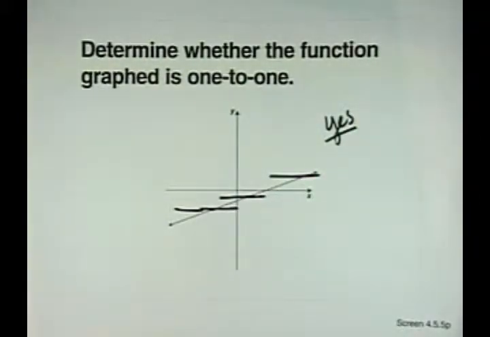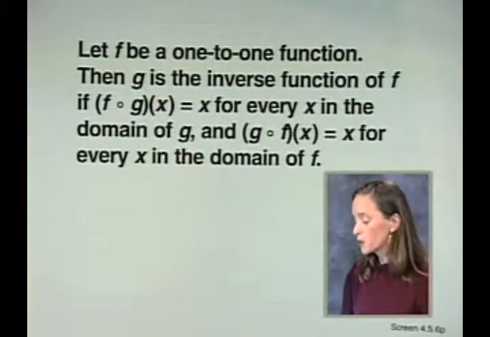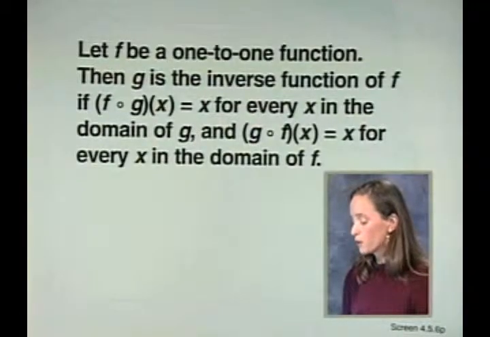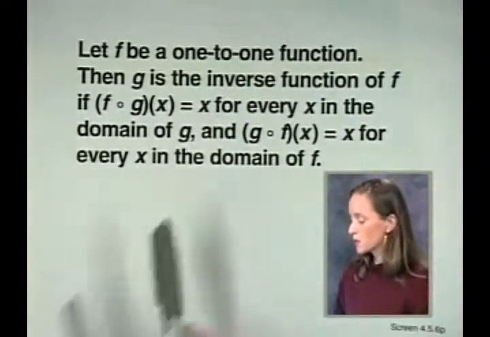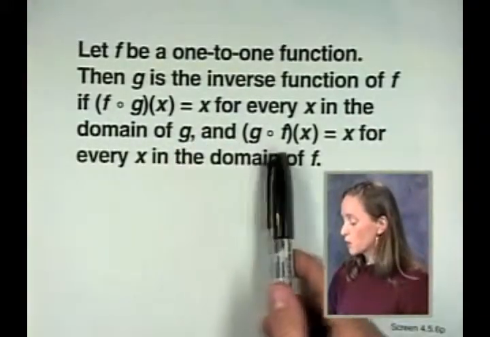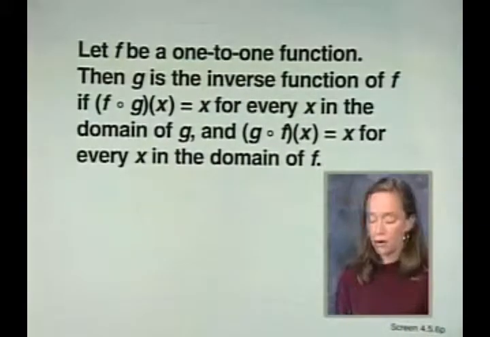Well, we're going to connect now one-to-one functions to inverses. Let's start with this particular piece of information. I want to let f be a one-to-one function. Then we say g is the inverse function of f if the composition f composed with g of x is x for every x in the domain of g, and the composition g composed with f of x is x for every x in the domain of f.